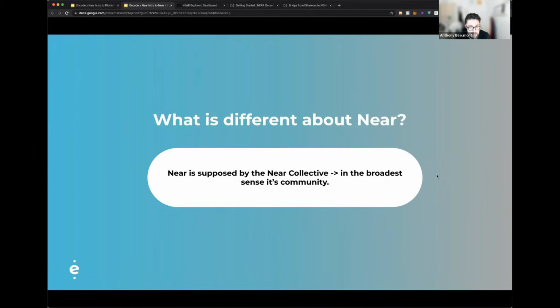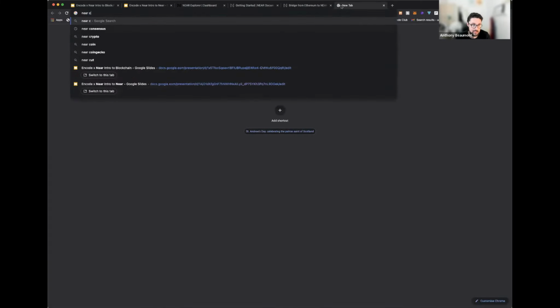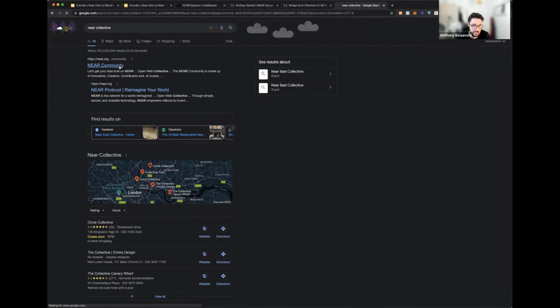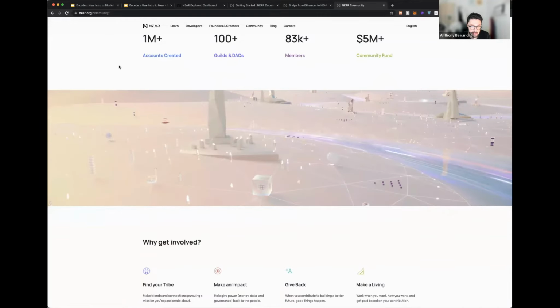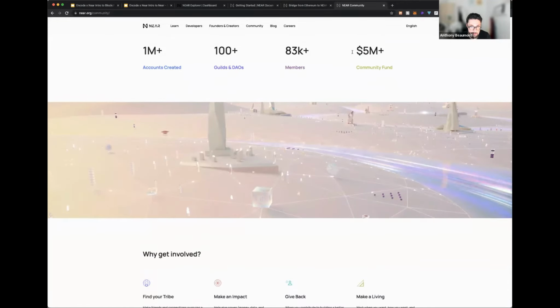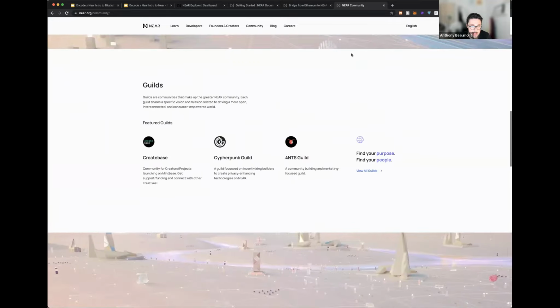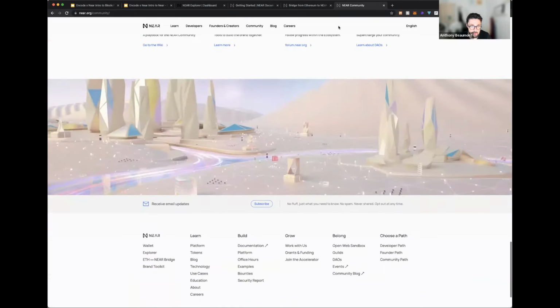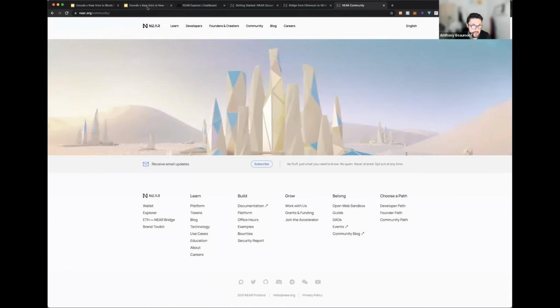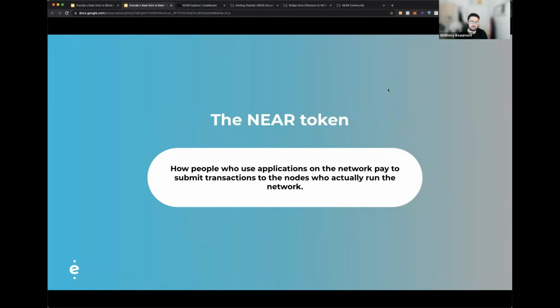Next about Near, and maybe this isn't different, because every protocol has its community, but the Near Collective is, I think, particularly strong, with lots of DAOs and guilds and members and community funds. And I think it's quite sophisticated at this point, so you should go and check it out. This is something to be noted about Near. The other thing is we should talk about the Near token.